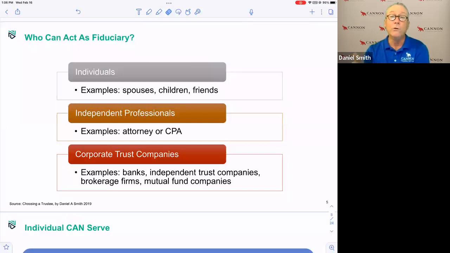So, clearly you don't have to be licensed to do this job. Any individual can do it. Spouses, children, friends are named all the time in people's documents, whether that's a good idea or not. It really has to do with their individual situation.